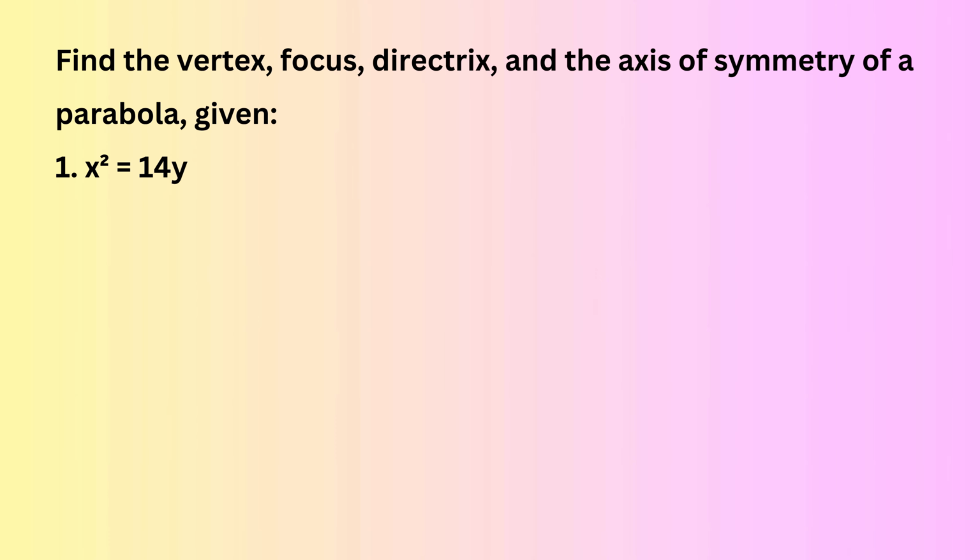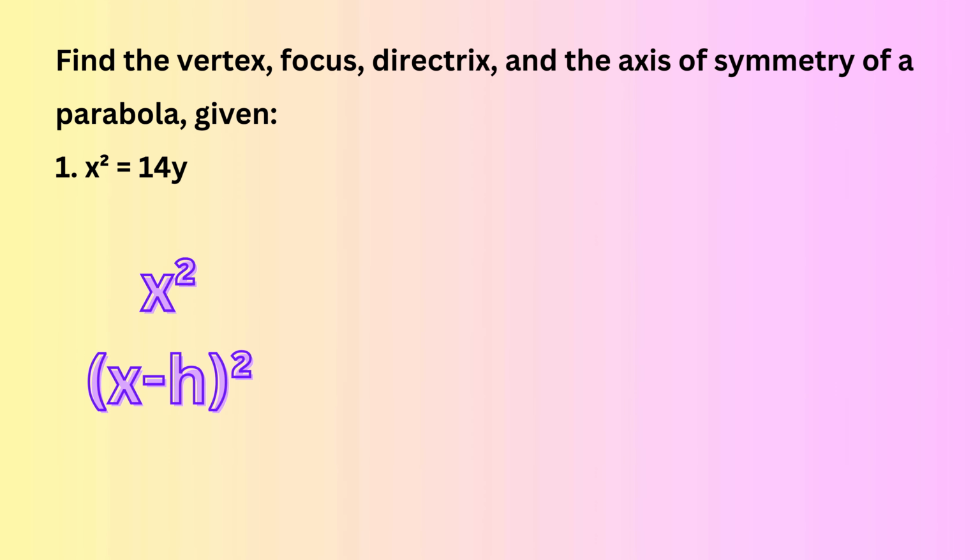For the first given, this is a simple equation of a parabola, when its vertex is at the origin. The first thing we need to know about parabola is, we have to identify if it is vertical or horizontal. And if it is vertical or horizontal, where does it open?